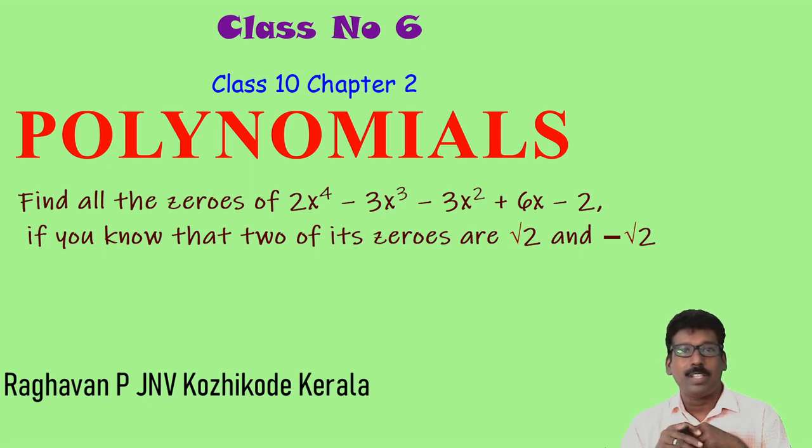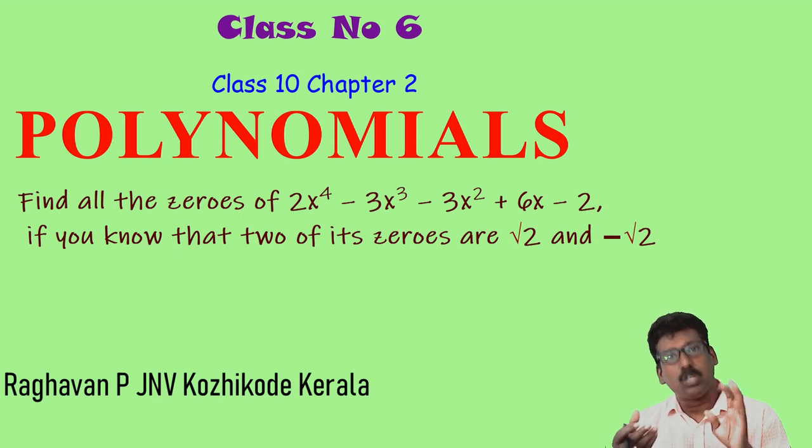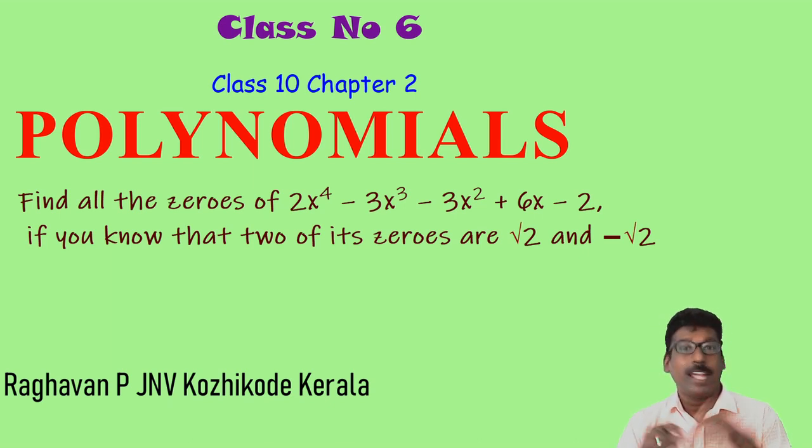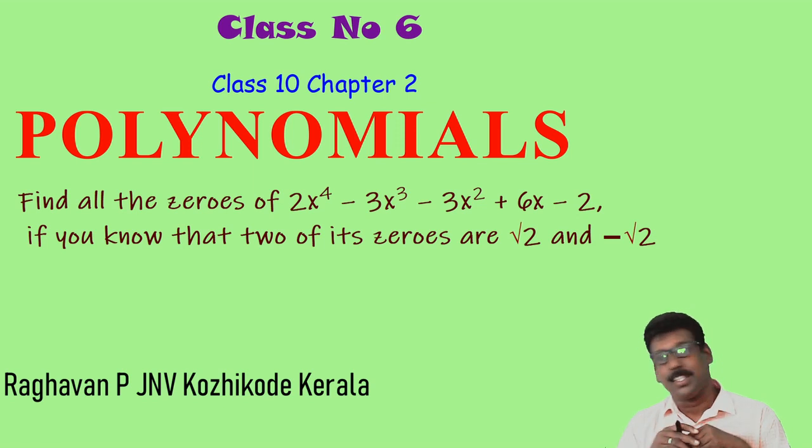My 6th class on chapter 2, polynomials. Today I am going to discuss finding all zeros of a 4th degree polynomial when two of its zeros are given. That means you will be given a 4th degree polynomial and two of its zeros. You have to find out the other two zeros because a 4th degree polynomial can have at most 4 zeros.